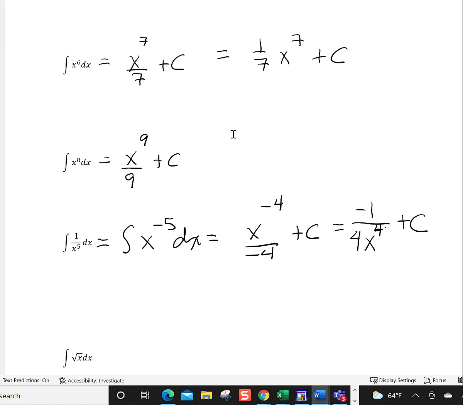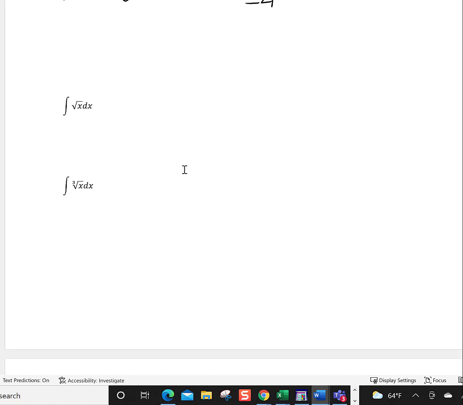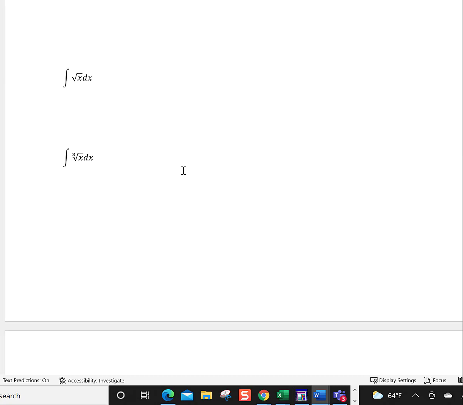This is a choice, so you can choose which way to do it. I just want you to be aware when you see answers, if you're like, where did that -1 come from? It was just a rewrite. Let's look at some more that we would want to rewrite, like the square root of x.